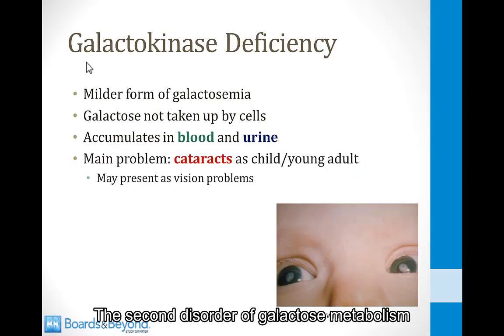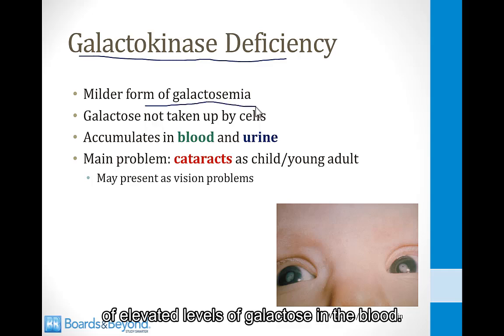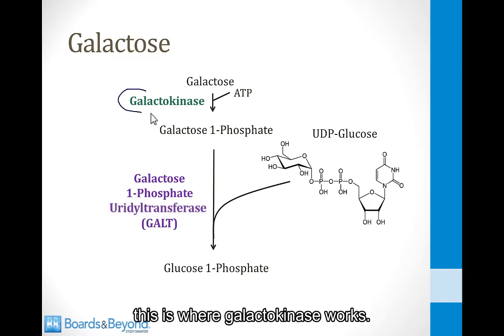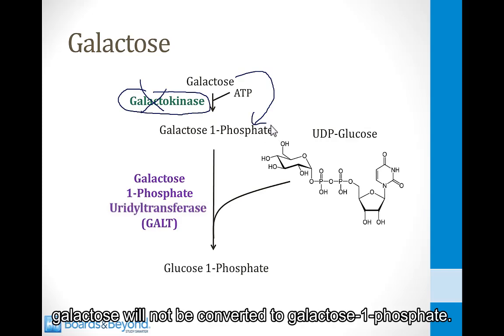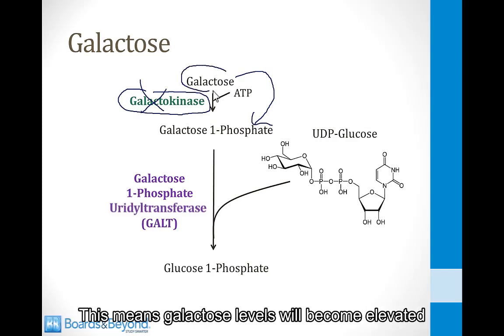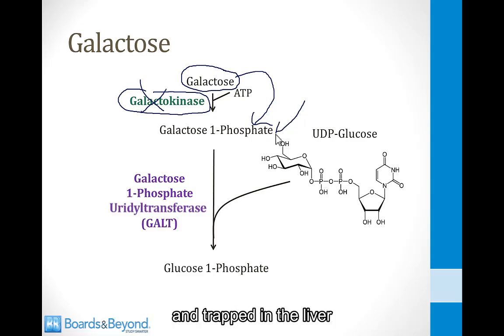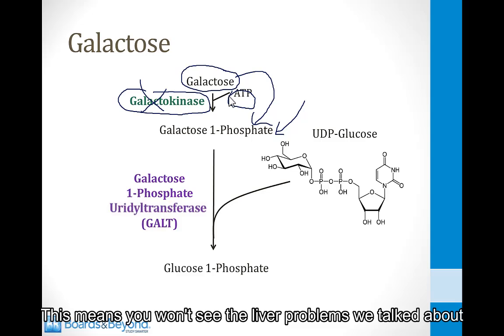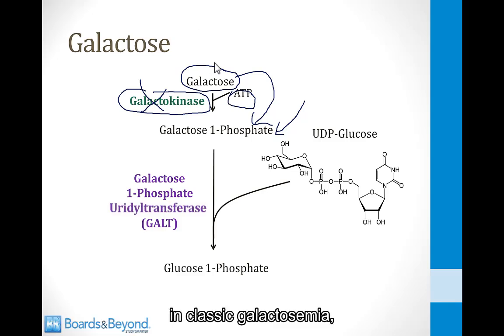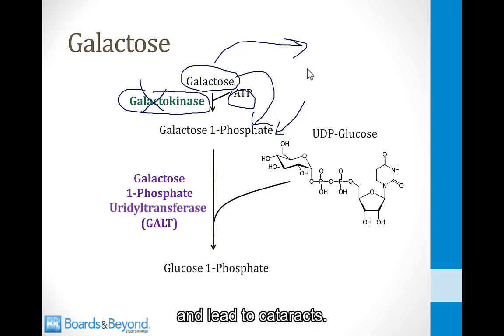The second disorder of galactose metabolism is a galactokinase deficiency, and this is a much milder form of elevated levels of galactose in the blood. If we go back a few slides, this is where galactokinase works. So if this is dysfunctional, galactose will not be converted to galactose 1-phosphate. This means galactose levels will become elevated in the blood, but the galactose will not be phosphorylated and trapped in the liver, and the liver will not be depleted of phosphate. This means you won't see the liver problems we talked about in classic galactosemia, but you will see high levels of galactose in the blood, and this can be converted to galactitol and lead to cataracts.